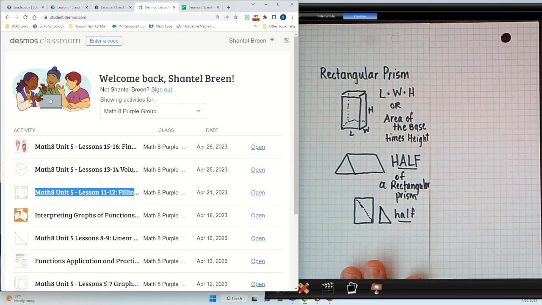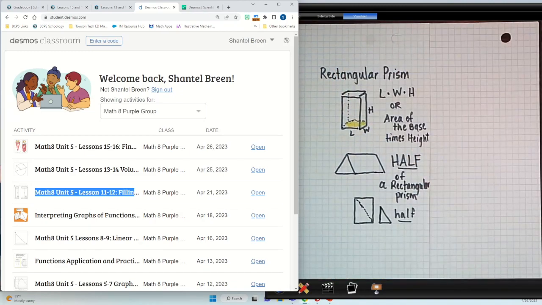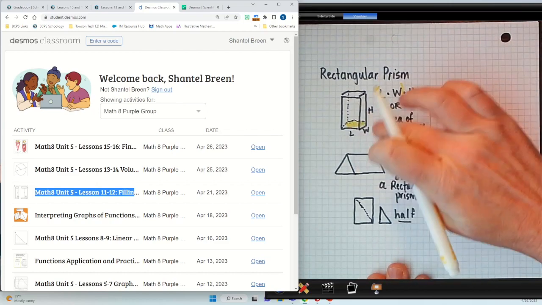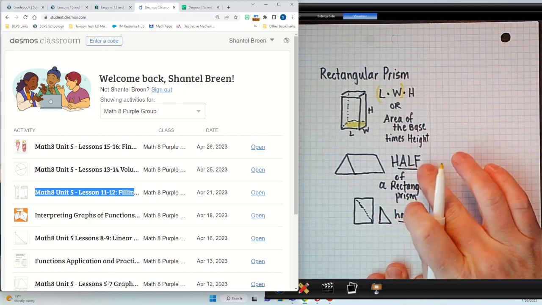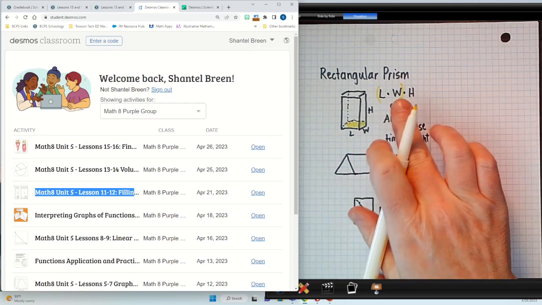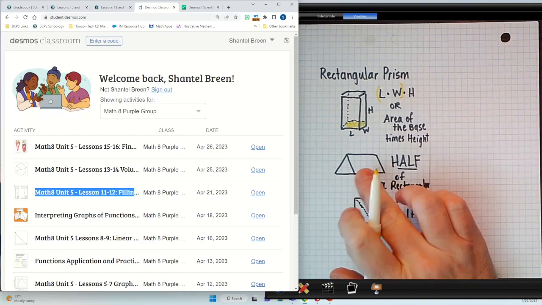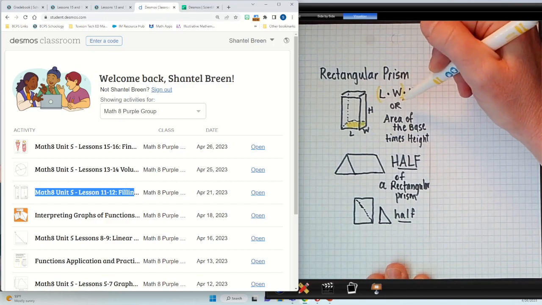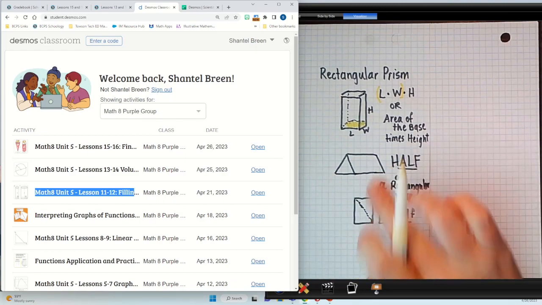The other way to look at that is you can do base, the area of the base, times the height. Now that would just be length times width times height. But all three measurements together, when you multiply them out, will give you the volume. We also learned that a triangular prism is half of a rectangular prism. So if you want to find the volume of a triangular prism, you do everything you would do for a rectangular prism, but divide by 2. That's because a triangle is half of a rectangle.